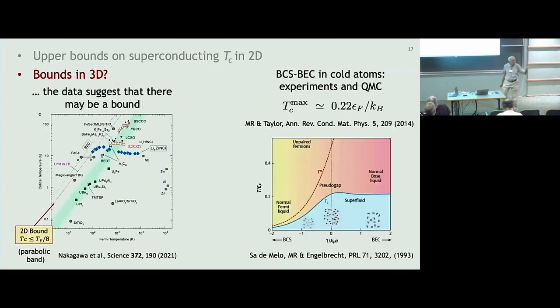Shankar, answer to your question. If all this works so nicely in two dimensions, why not three? The data suggests that there may be a bound. And in fact, there are experiments in cold atoms which suggest that just to the BEC side of unitarity, the maximum TC is 22% of the Fermi temperature. But we don't know how to get this number except from experiment or quantum Monte Carlo.